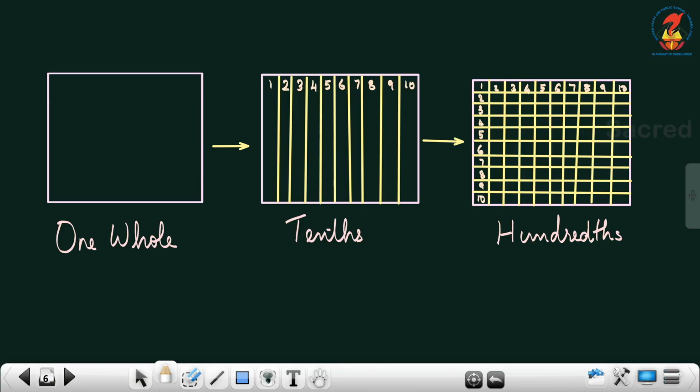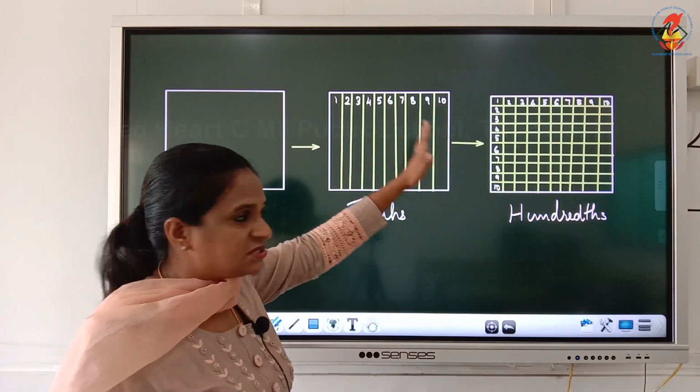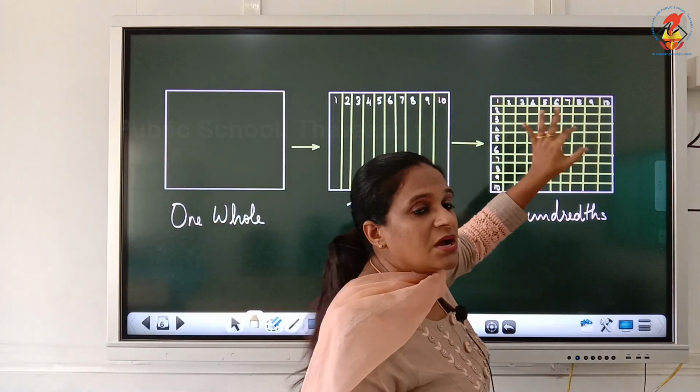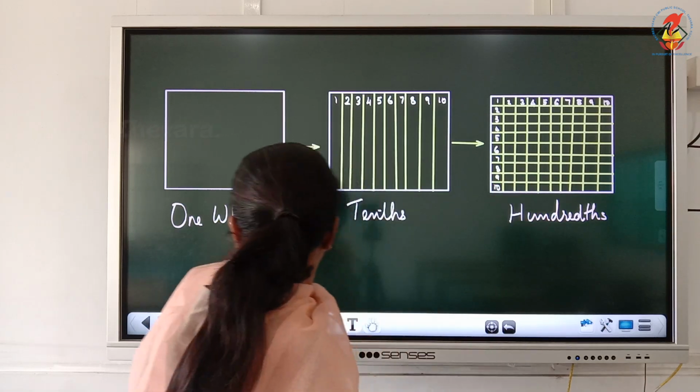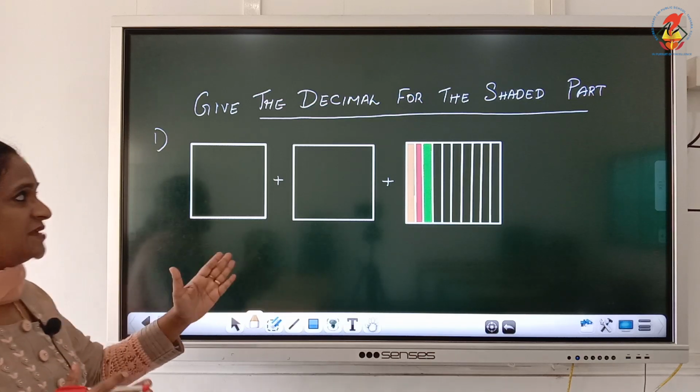Now next one, this is the whole square box, that is 1 whole, that is 1. This is tenths. We have 10 equal parts, which is called tenths, and we have 100 equal boxes, which is called hundredths. Now let's see some questions based on these figures.